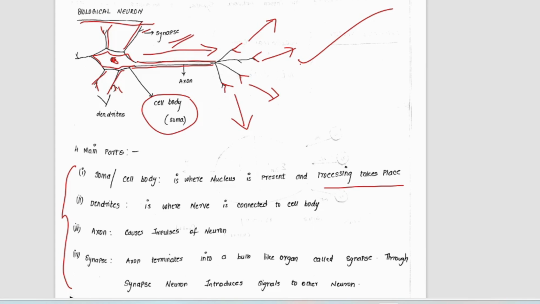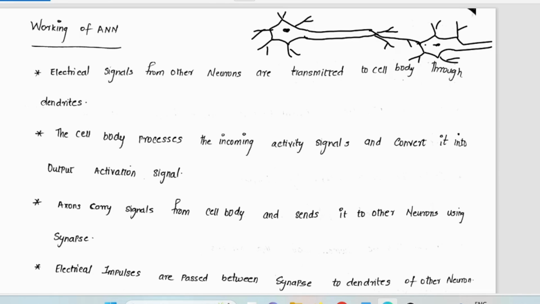So these are the four main parts of a biological neuron, and based on this an artificial neuron has been created. Next we will study the working of an artificial neural network. We saw that there are four parts and how it is going to work, that is what we are going to study. So the working of an artificial neural network or an artificial neuron. This is actually the biological part of it.